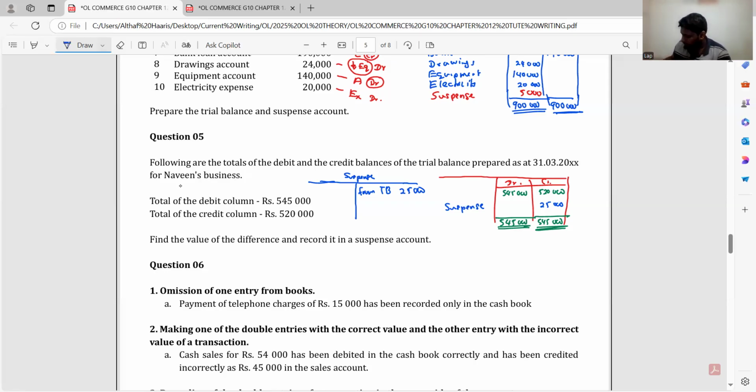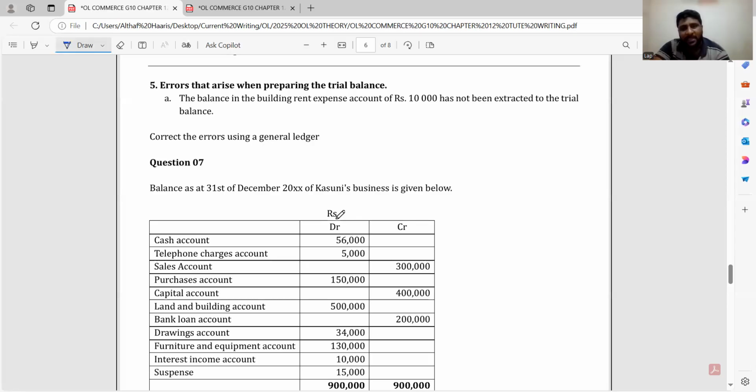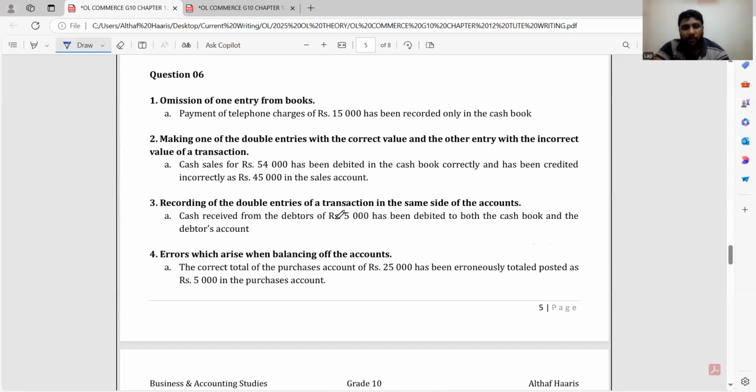Done. Now let's see what kind of transactions will lead to these kinds of problems. These kinds of problems mean the problems which will lead to the debit total and credit total not being the same. So let's take one by one. Here I have given you 5. Let's take one by one and we'll do the correction.